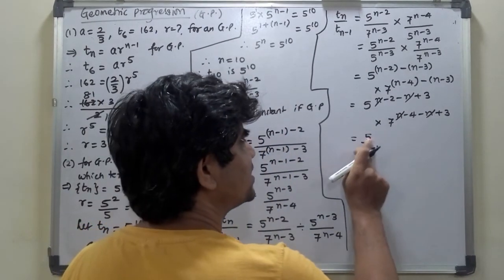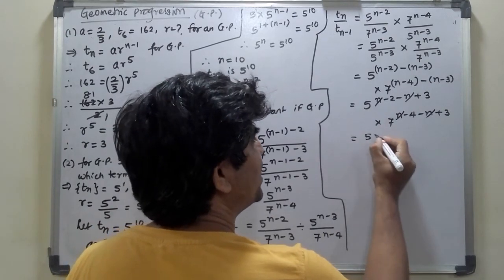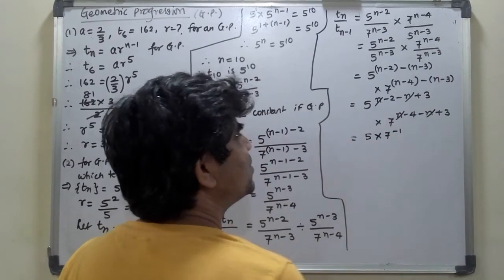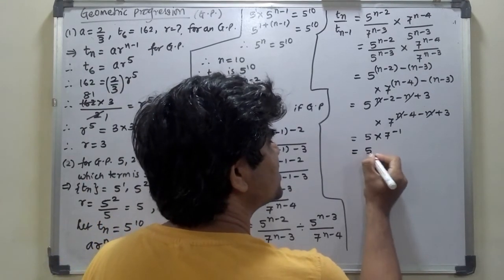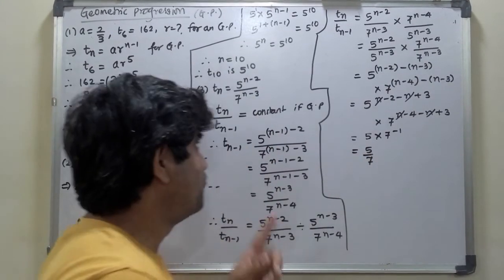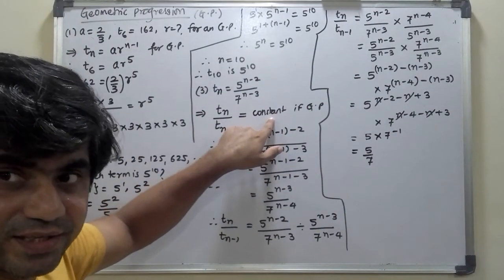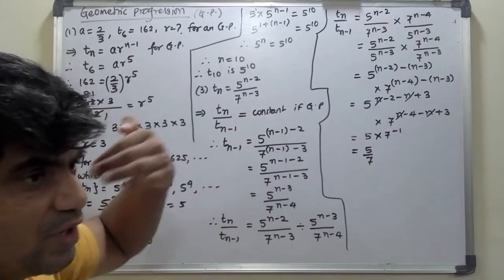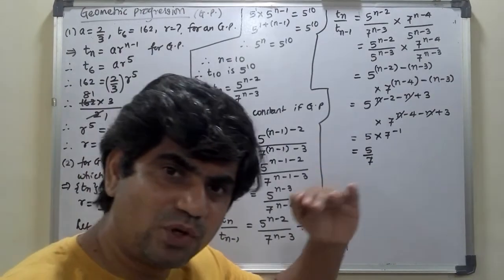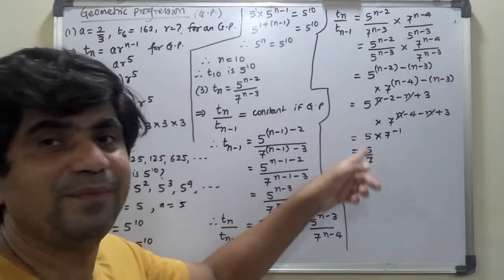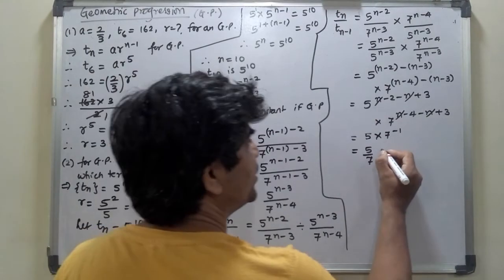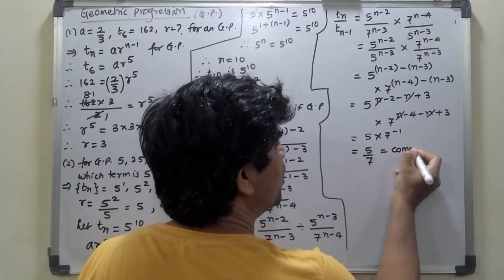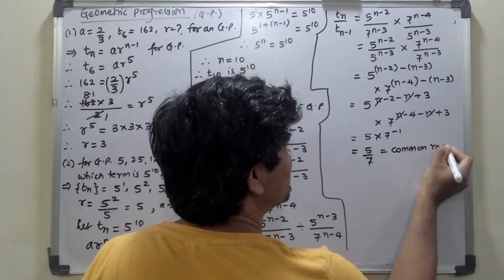Yes, it is into 7 raised to minus 1. So I get this as 5 by 7, which is a constant. It means if you take the ratio of any term to the previous term, you will always get 5 by 7. So this is your common ratio.